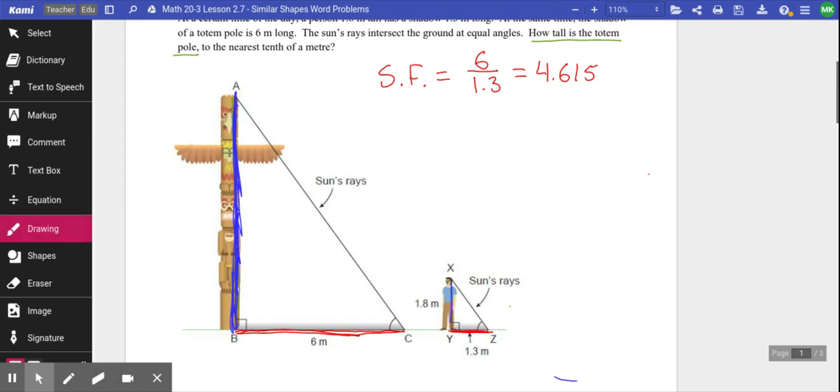You take this side here, 1.8. You're going to multiply it by that scale factor of 4.615. And that's going to give you the size of that totem pole, because this triangle is just a smaller version of this triangle, and it's always multiplying by the same scale factor. If you do 1.8 times that answer, you get 8.3, because it's nearest tenth, so 1 decimal. That totem pole is 8.3 meters tall.